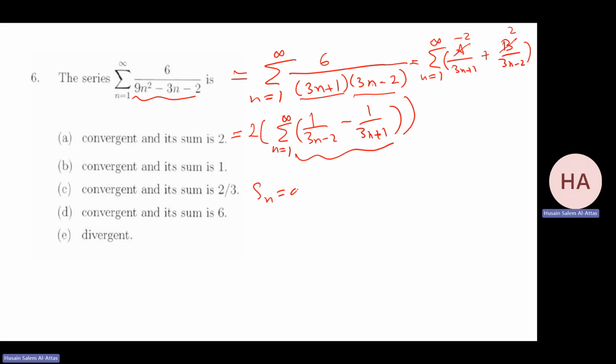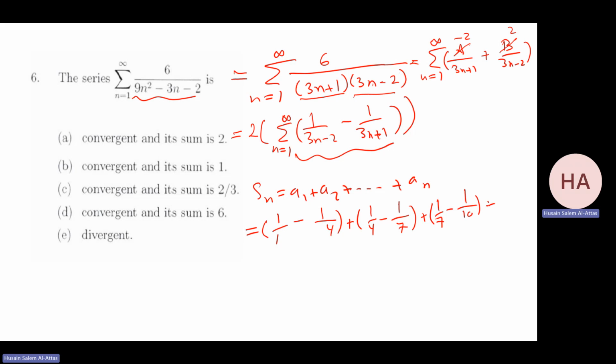So my Sn is A1 plus A2 plus ... plus An. I have what? At n equals 1, 1 over 1 minus 1 over 4, plus at 2, 1 over 4 minus 1 over 7, plus at 3, it will be 1 over 7 minus 1 over 10. So very clear, I have cancellation. So I have only the first term and the last term. This is what I need, plus 1 over 3n minus 2 minus 1 over 3n plus 1.